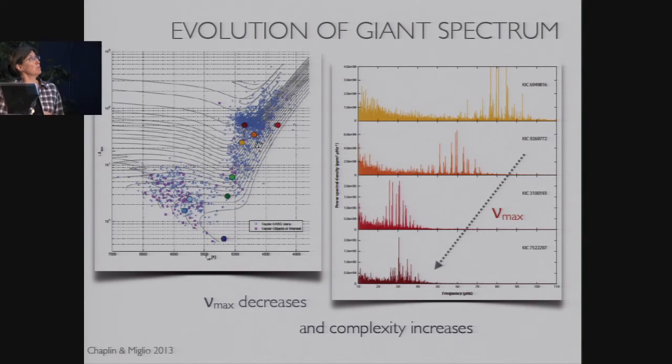And if we continue the evolution of the star in the red giant branch, we see that the new mass continues to decrease, but we see also, if you remember the previous plot, that the spectra also increase in complexity. We see that a lot of modes appear between what we call the acoustic ones.